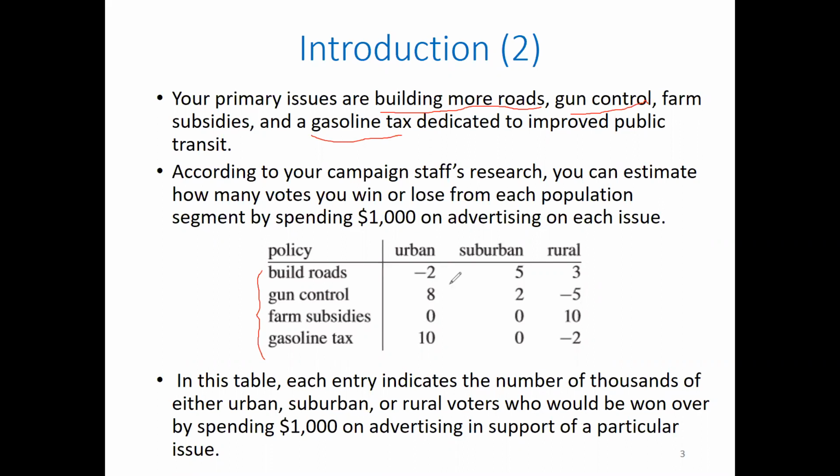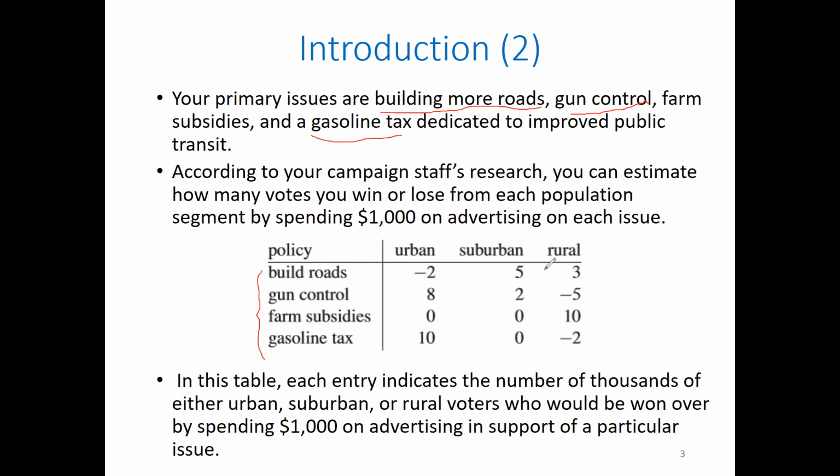So when I say -2, it means if I invest on this topic in my campaign, for example, I talk about building roads in the urban area, I would lose 2,000 voters. Minus means losing. But if I talk about this topic in the suburban area, they like it, so I would actually win 5,000 voters.